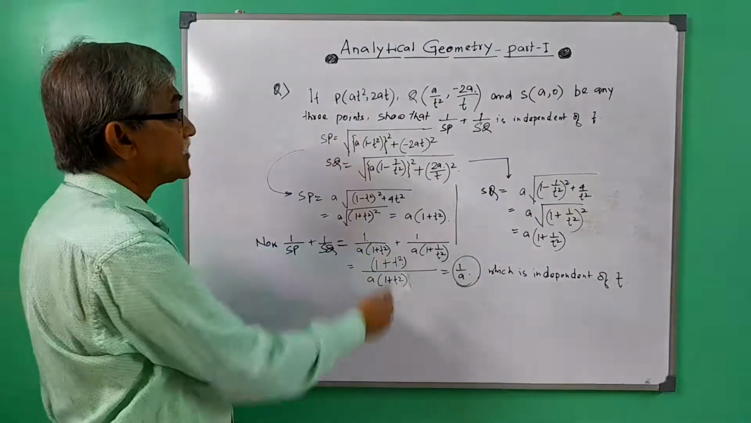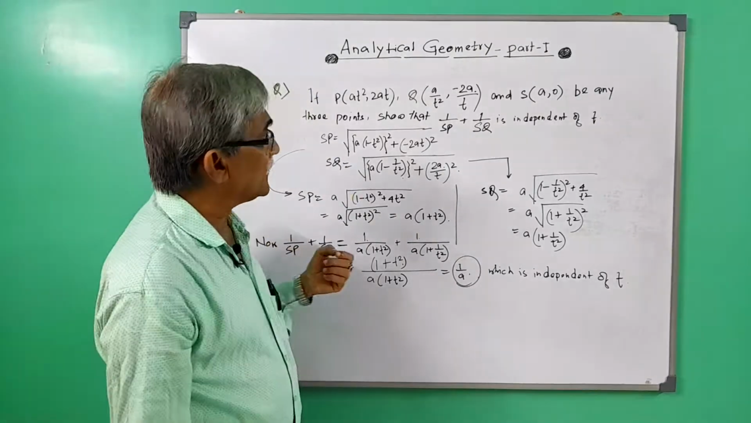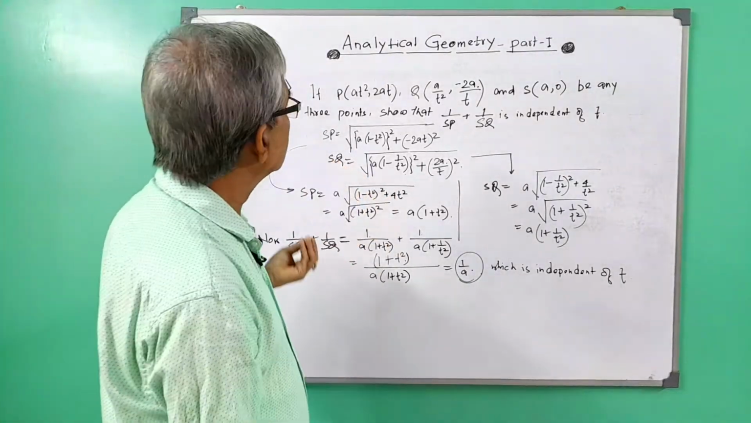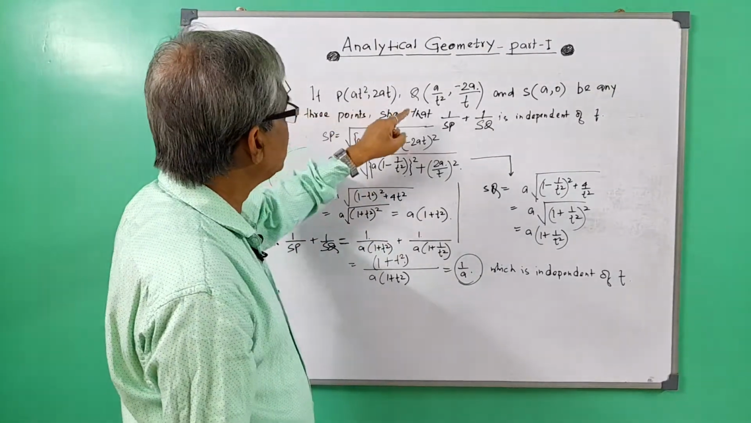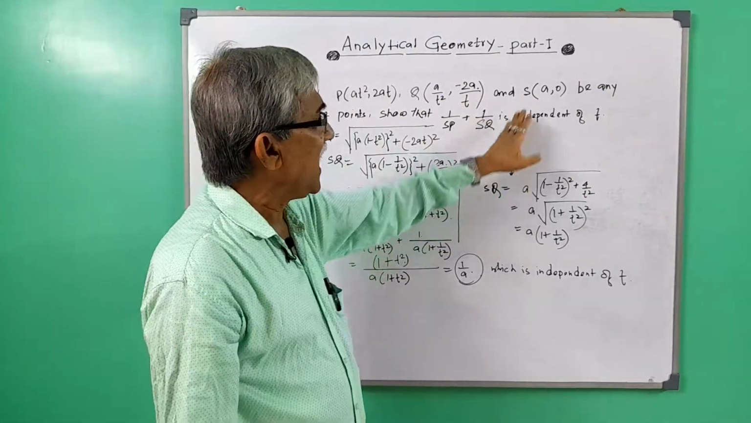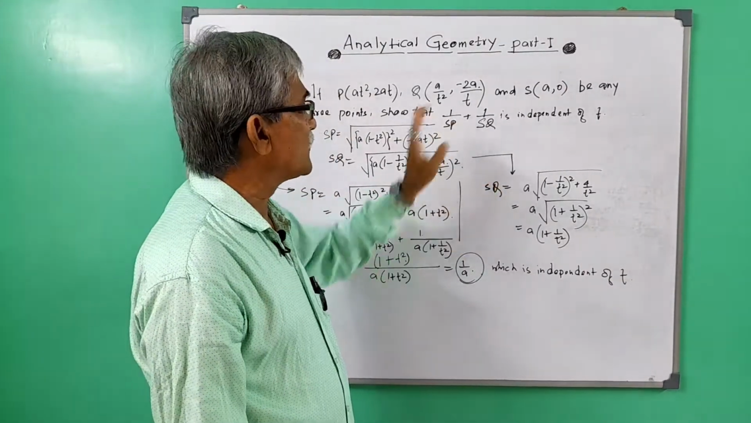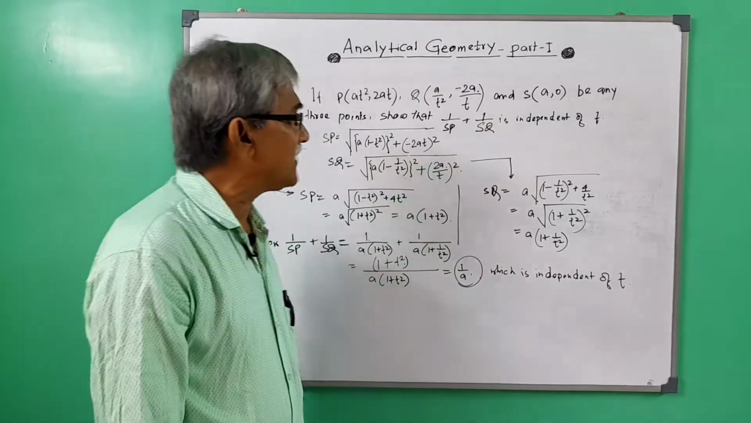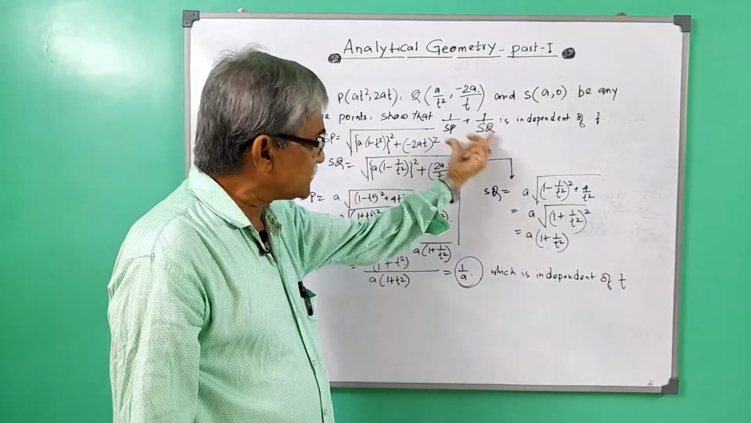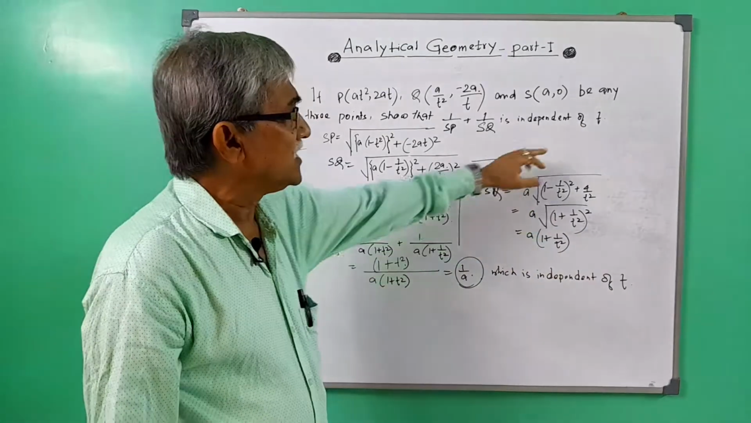Now this is another question which is at the standard of the competitive exams like JEE Mains, JEE Advanced or NDA. This is a type of question at the level of that. The difficulty level is somewhat more. Now what is the question? If P is (at square, 2at), Q is another point (a by t square, minus 2a by t), and S is another point (a, 0), be any 3 points, then you have to show that 1 by SP plus 1 by SQ is independent of t. What does it mean? Means in the final run, when you add this 1 by SP plus 1 by SQ, the expression that you get, there will be no t.